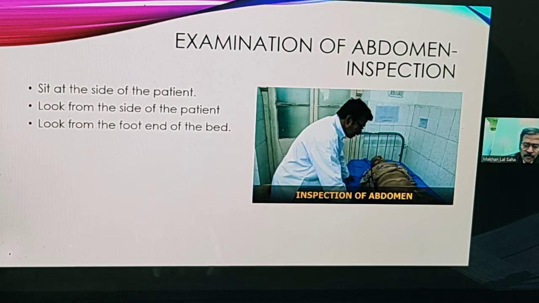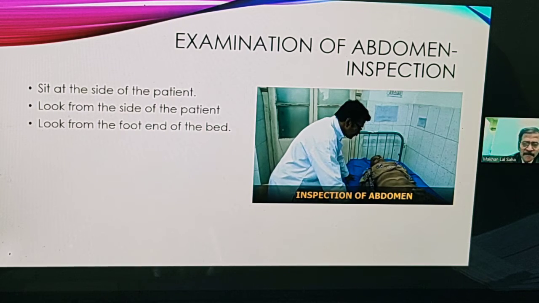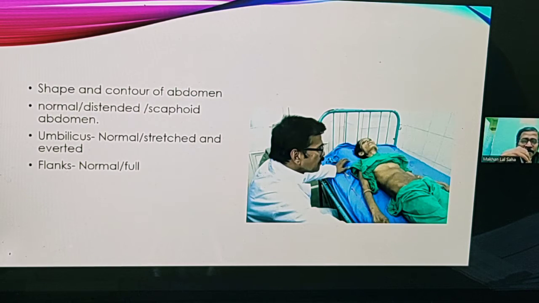And we will be going through what are the things you look for in inspection of the abdomen. You look for shape and contour of the abdomen. A normal abdomen is flat. That means if you draw a line from the xiphisternal junction, it will be going straight to symphysis pubis. Some abdomen may be bulging, which is called as distended abdomen. And if you have a patient whose abdomen is going back from the xiphoid line, it can be called as a scaphoid abdomen.